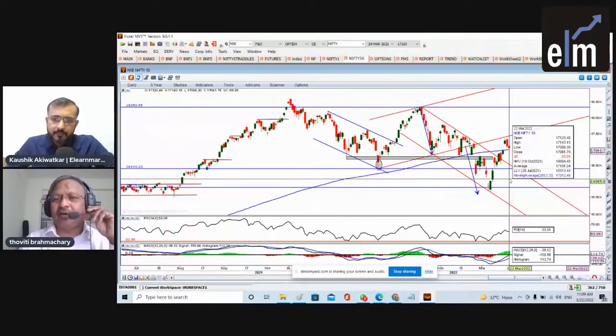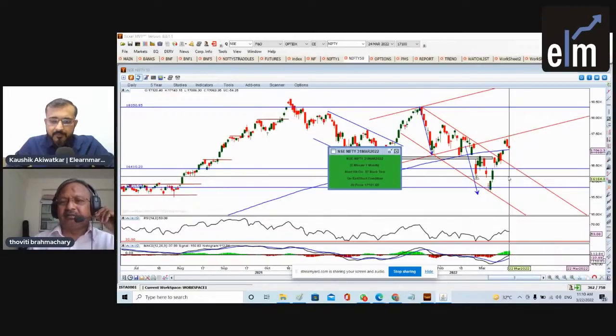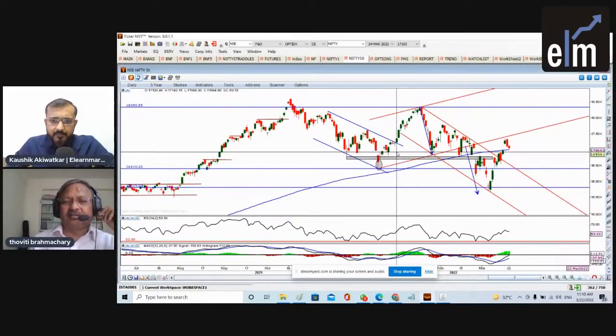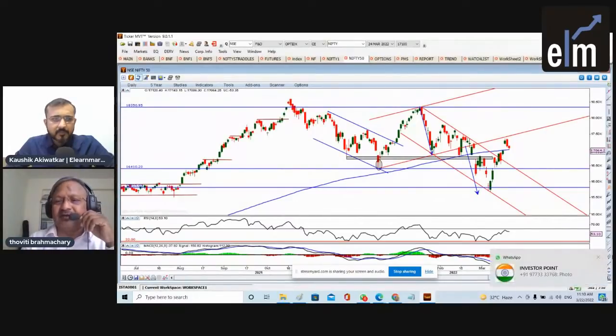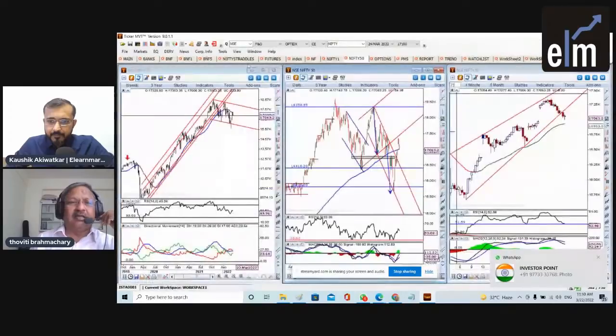I am not comfortable chasing any fresh long positions. I am comfortable sitting with the existing short position which I took yesterday, and I'll wait for the confirmation. I'll continue it for another 3 to 5 days. That's my target, around 16,700 levels. So this is basically a daily analysis.